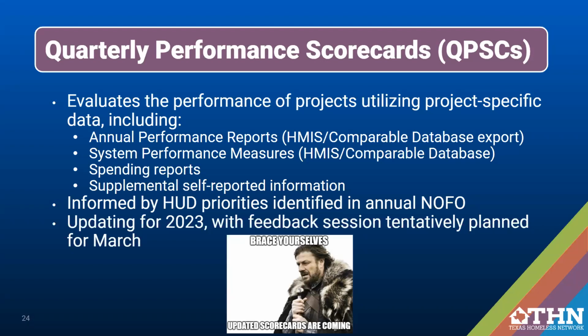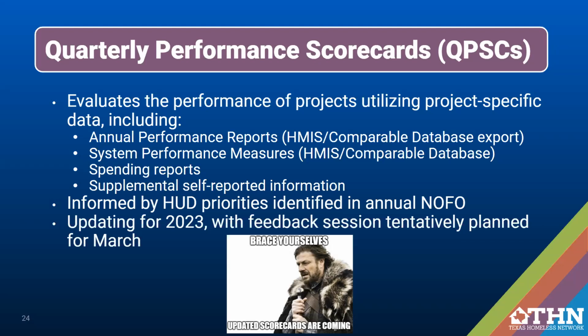The purpose of the scorecard is to evaluate the effectiveness of projects. Some of the items that are looked at on the scorecard include elements from the annual performance reports, APRs. We also look at metrics pulled from the system performance measures, SPMs. We also check things like spending reports. And then there are a few items on the scorecard that are just self-report information we get directly from projects. There are 6 basic categories that the scorecard covers.